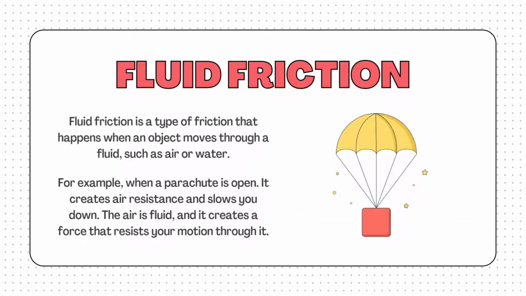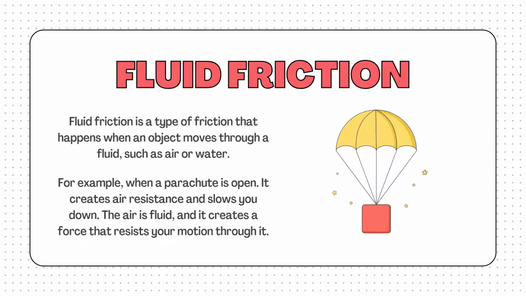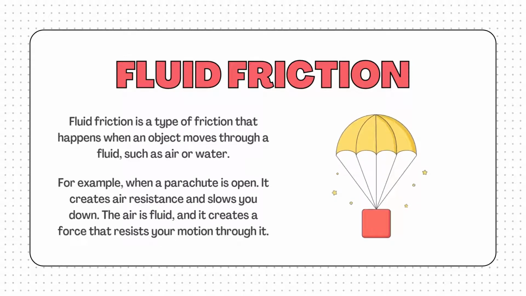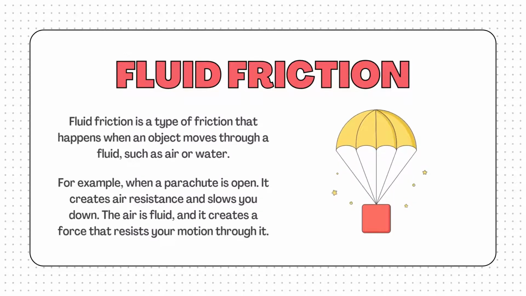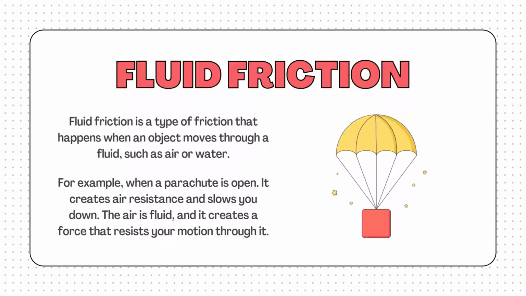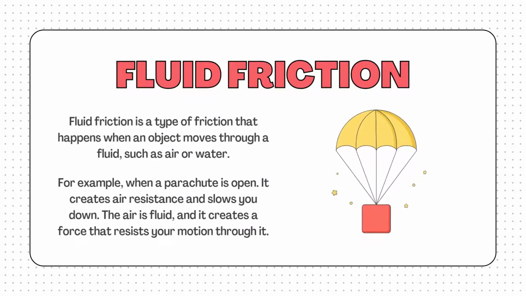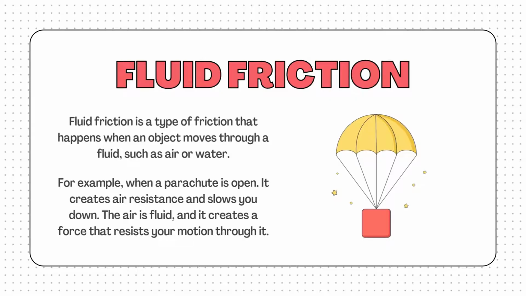Fluid friction. Fluid friction is a type of friction that happens when an object moves through a fluid, such as air or water. For example, when a parachute is open, it creates air resistance and slows you down. The air is fluid, and it creates a force that resists your motion through it.